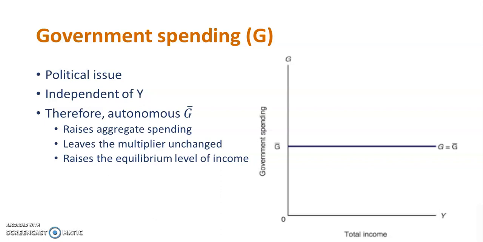Let's ask ourselves, how does government spending G affect aggregate spending, the multiplier, and the equilibrium level of income? The effects can be summarized as follows, and we will discuss it in the subsequent slides. Introducing G results in a higher level of aggregate spending. Secondly, it doesn't affect the multiplier, alpha. And thirdly, it will result in a higher equilibrium level of income, Y, ceteris paribus.